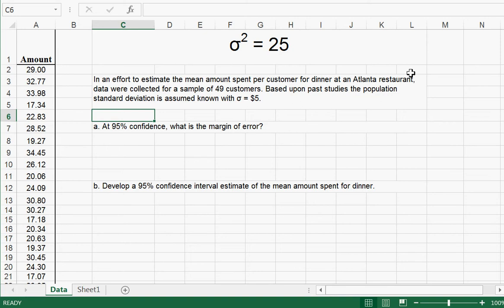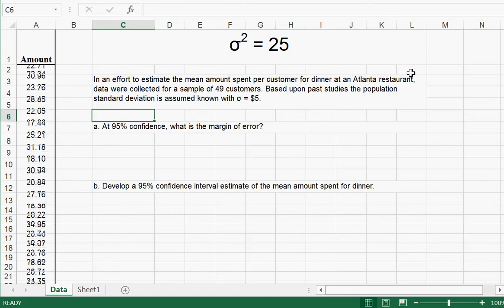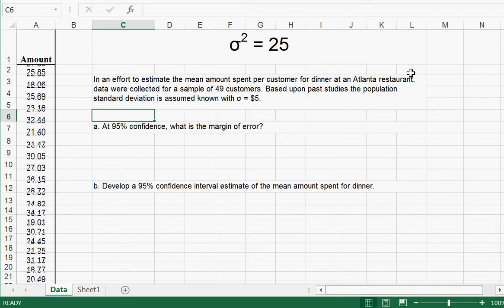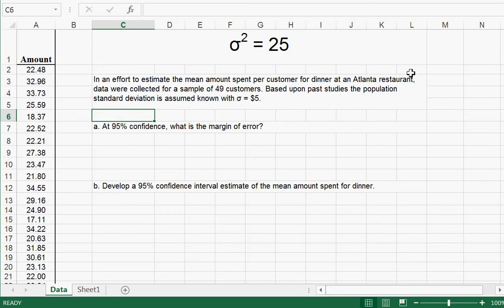Now notice what happens when I hit F9. Everybody hit F9. If you have a laptop, you might have to do function F9. What happens to my data in column A? The numbers change. Does everybody's numbers change? So what's going on here? Every time you hit F9, you're generating a new sample of 49 items.